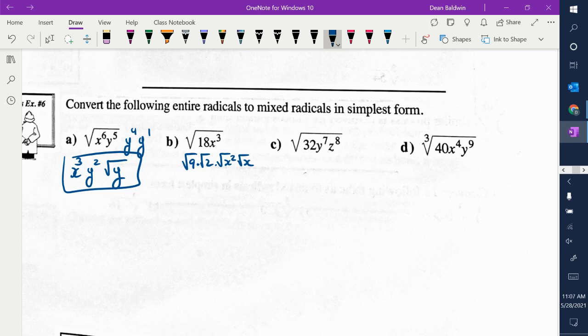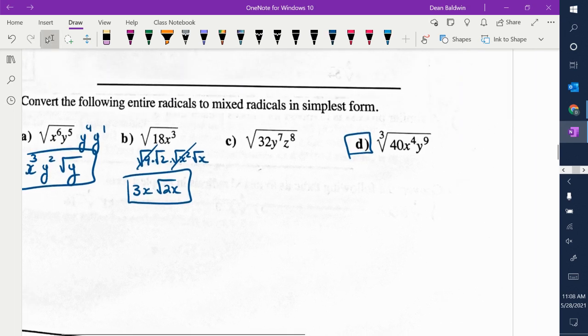Okay. What's the square root of 9? 3. What's the square root of x squared? That's just x, right? What's left inside the square roots? This one's gone, that one's gone. A 2 and an x. Let's do the last one. Let's do D. Okay, last one for today.